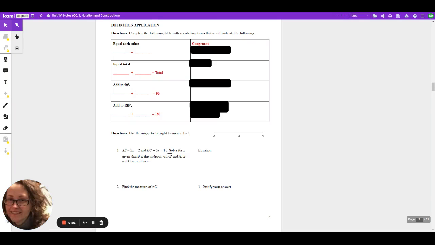Hello, class. Today we will be looking at applying several of the definitions that we looked at in the previous section using the algebra that we learned last year.